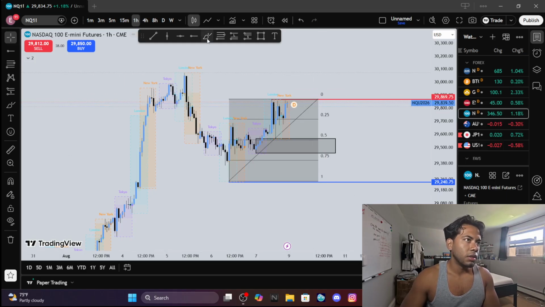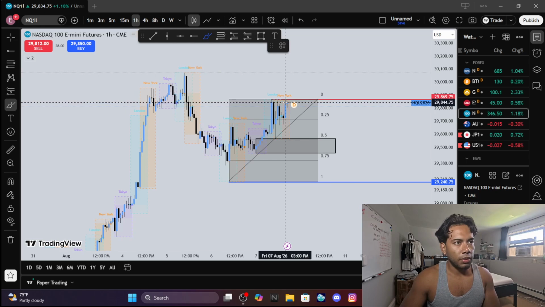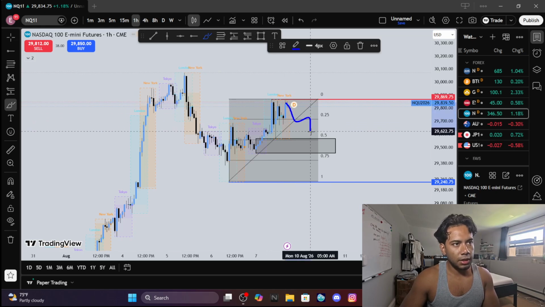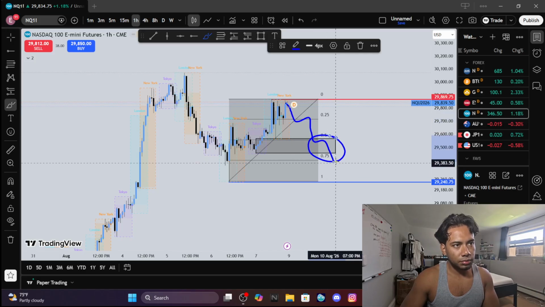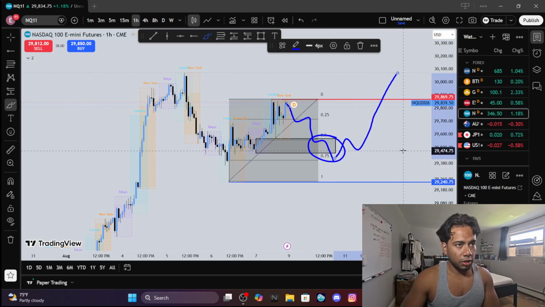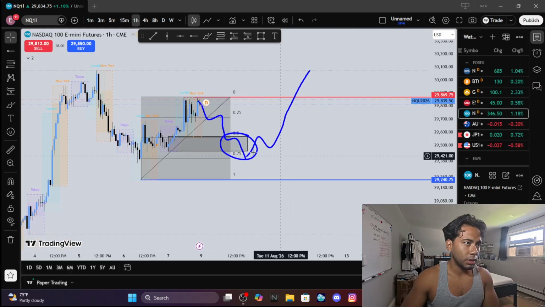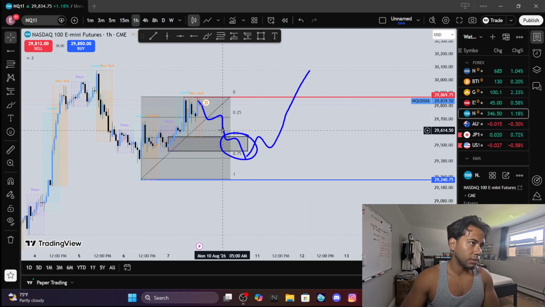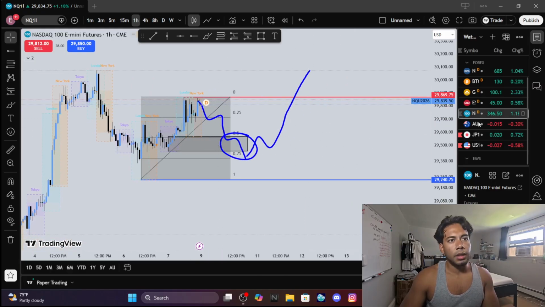Price is bullish, but we're looking for a correction in order to push back upwards. For example, we're looking for price to go something like this, past this level, and then maybe even past here. So this is our accumulation, and then we push back upwards. That's the best way I could interpret this. But that's NASDAQ for you.